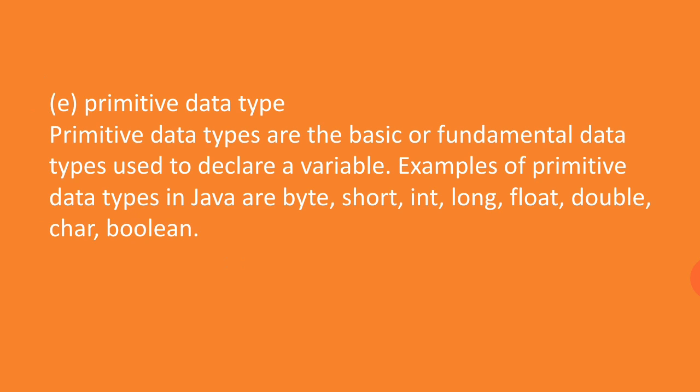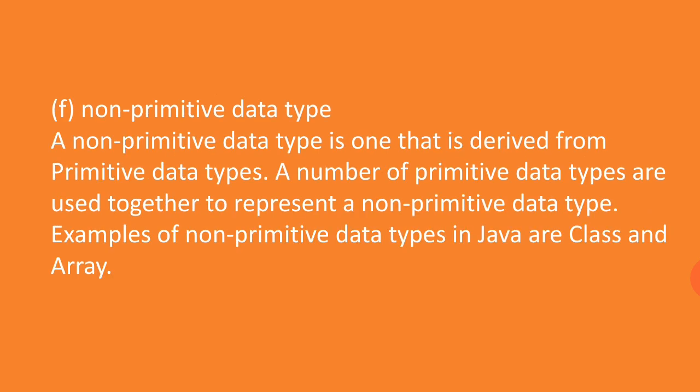After that, primitive data types. Primitive data types are the basic or fundamental data types used to declare a variable or a constant. Let me correct it here. Examples of primitive data types in Java are byte, short, int, long, float, double, char, and boolean. Non-primitive data type: a non-primitive data type is one that is derived from the primitive data types. A number of primitive data types are used together to represent a non-primitive data type. Examples of non-primitive data types in Java are class and array.